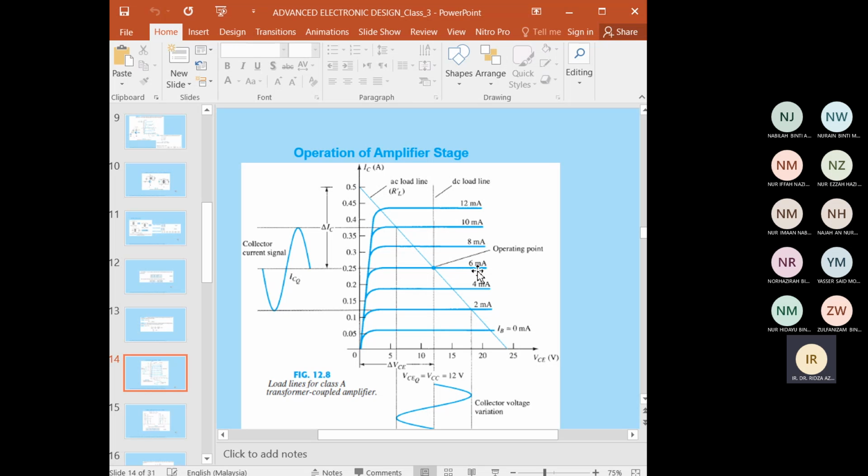In this case the value of IC is 6 milliamp. So this is the Q-point operating point. It can be obtained at the point of intersection of the DC load line and the base current intercept from the AC load line with the current of the IC here. So this is the operating point. In class A operation, the DC bias point sets the condition for the maximum undistorted signal swing for both collector current and collector emitter voltage.